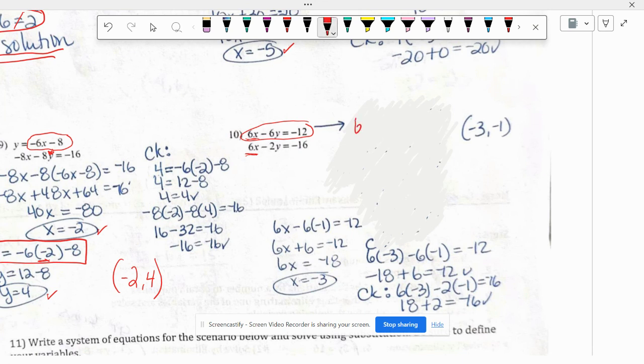So here's what I'm going to do. I'm going to solve this for 6x. I'm almost solving for x, but instead I'm going to solve for 6x. Let me show you what that looks like. First I add 6y to both sides.